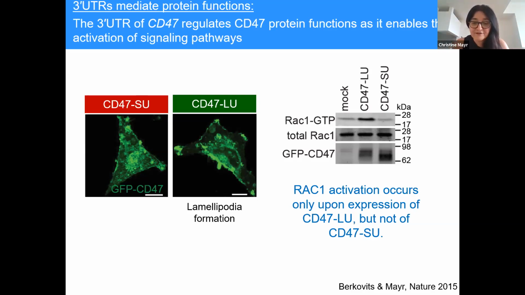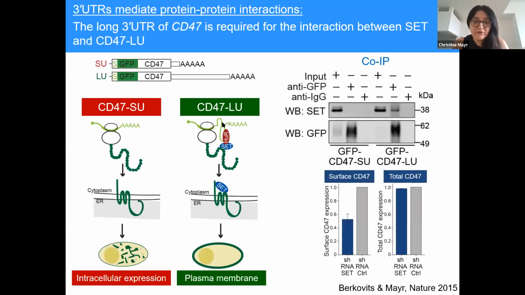And of course, we wondered how this works. And so we found that there is an RNA binding protein called HuR that can only bind to the long 3' UTR, but not to the short UTR. And this RNA binding protein then recruits an effector protein called SET. And so recruitment of this protein to the site of translation results in SET binding to CD47.